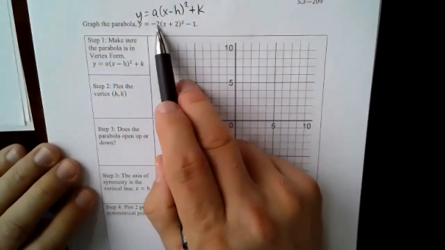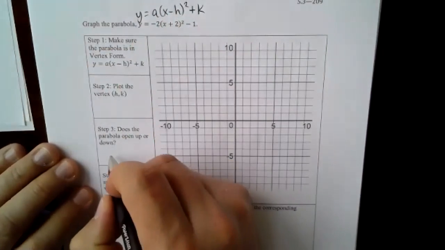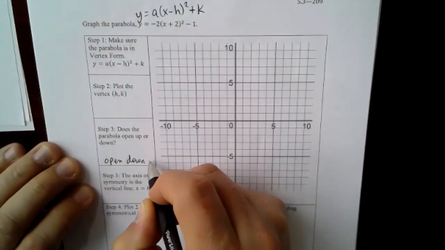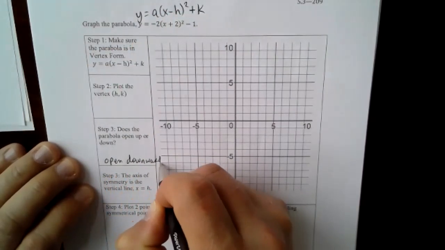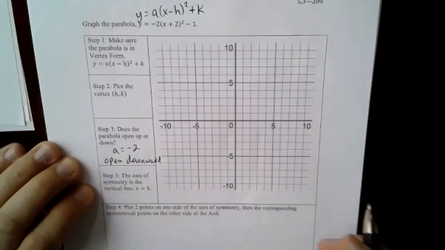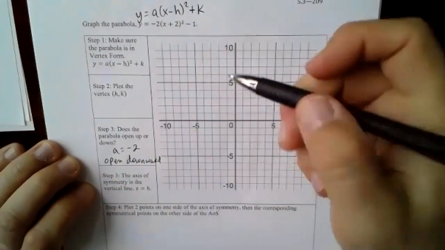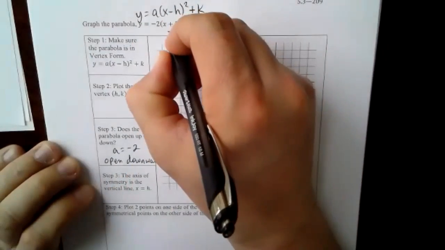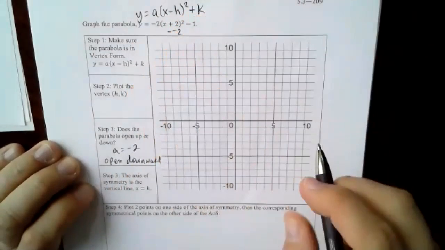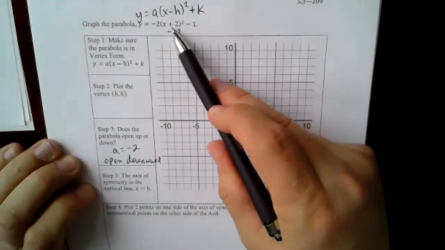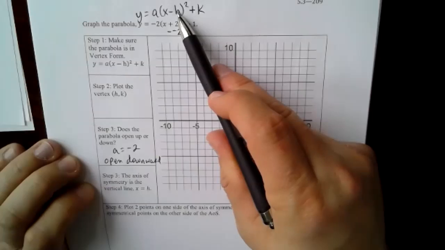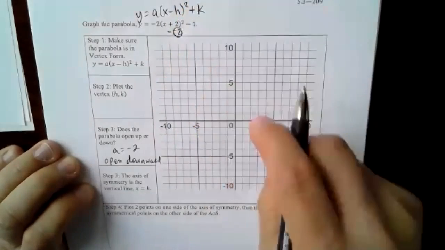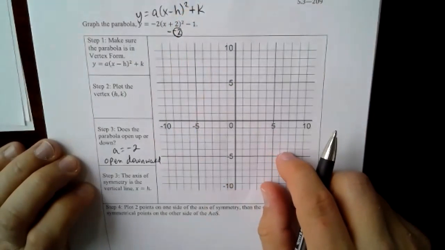All right, obviously A is negative, so it's going to open downward, okay? So A is -2, all right? What's H? Now we've got to be careful about this. Whoa, we've got a positive there. Positive is really double negative, okay? So if you rewrote this, remember it's supposed to be minus H. Well, this is minus -2, so -2 would be my H. That's tricky right there, okay?